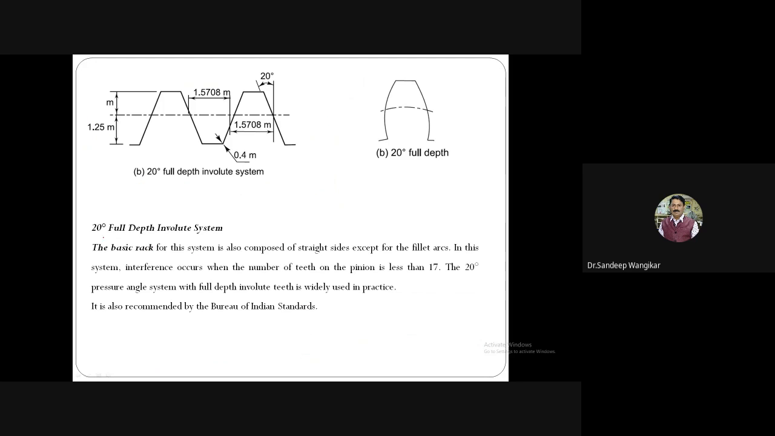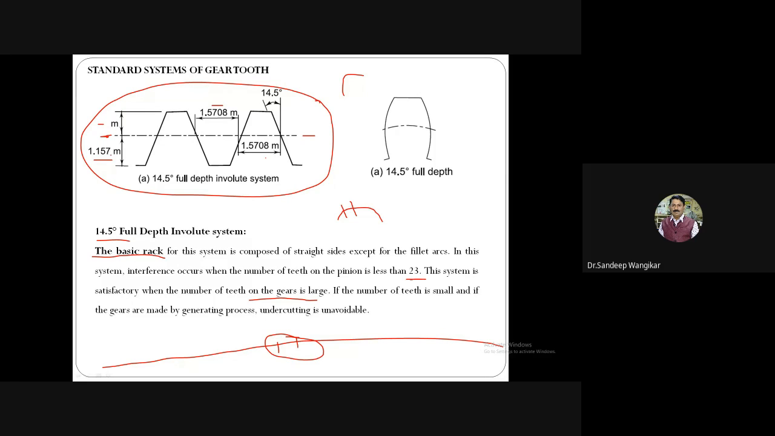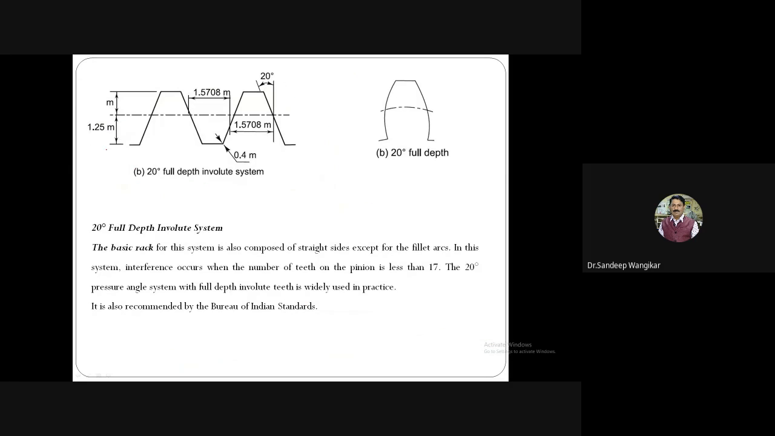So the next system is 20 degree full depth. We have already discussed what the basic rack is. Here just try to compare the distances. In the last slide it was 1.157 module, and in this gear it is 1.25 times module. Whatever the dedendum shown, the dedendum is smaller as compared to 14.5 degree. Why does this happen? Because this angle becomes 20 degree, while in the last case the angle is 14.5 degree. There is no change as far as tooth space and tooth thickness are concerned.